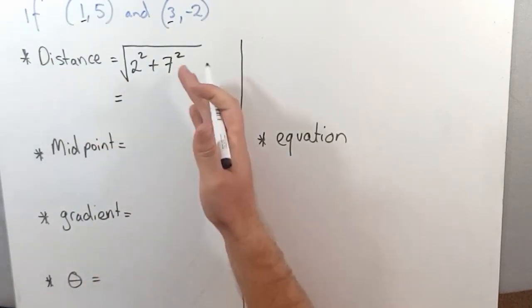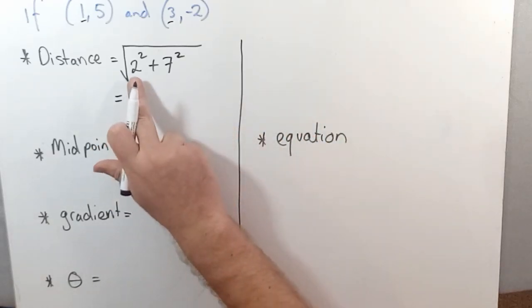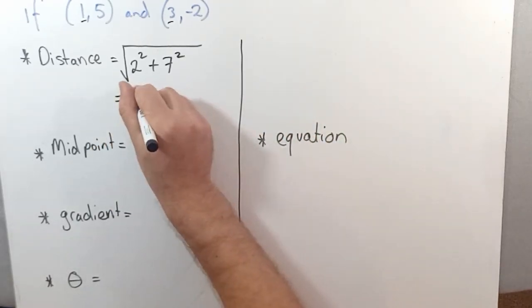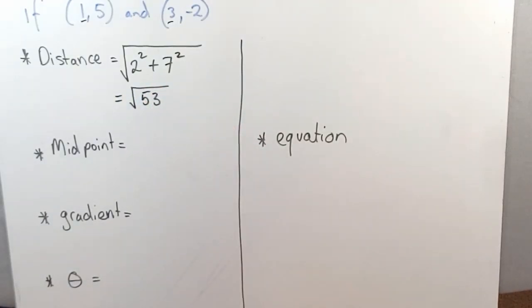There we go. That was much quicker than using the big formula and putting in all the different values. So I've got 4 plus 49. That's square root 53. So the distance is root 53.